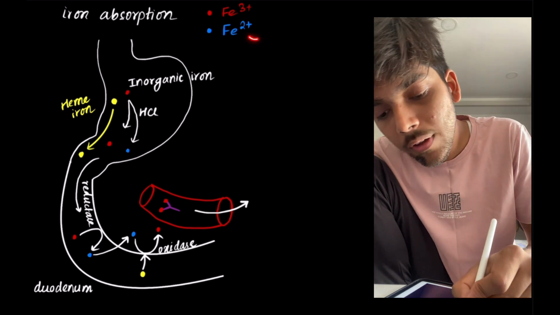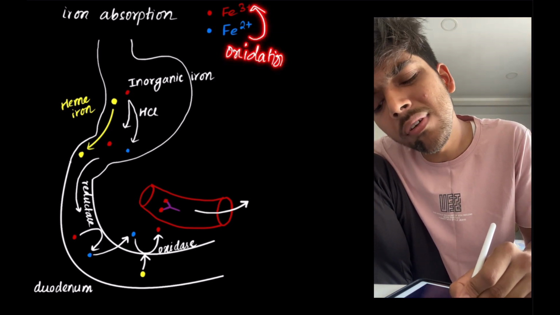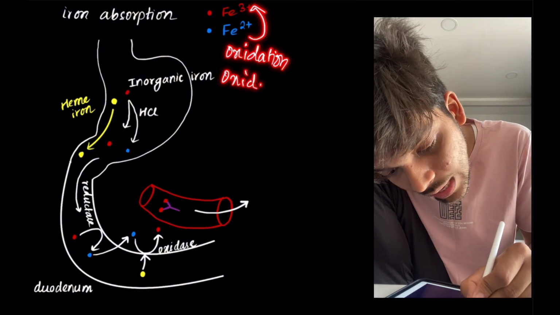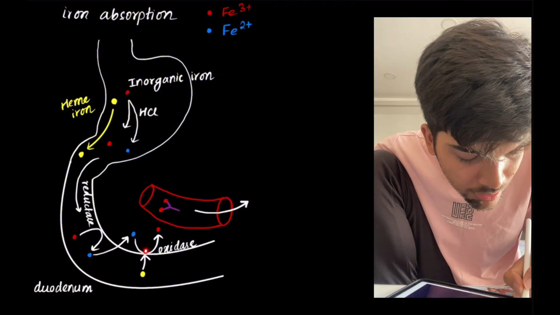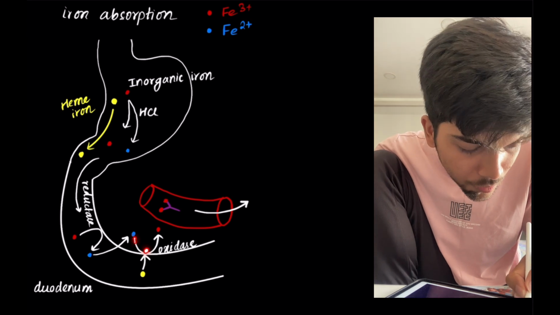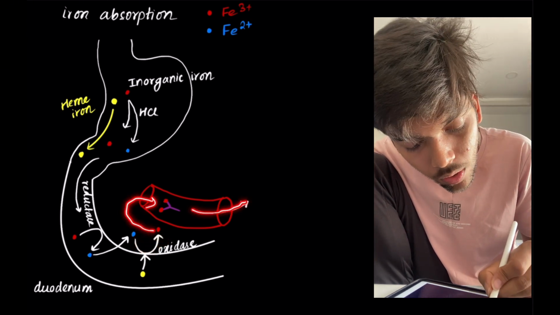So to convert ferrous into ferric, what should take place? Oxidation should take place. What type of enzyme do you require? Oxidase enzyme you should require. So you have oxidase enzyme outside. This oxidase enzyme converts ferrous into ferric, and then this ferric is transported through your blood.